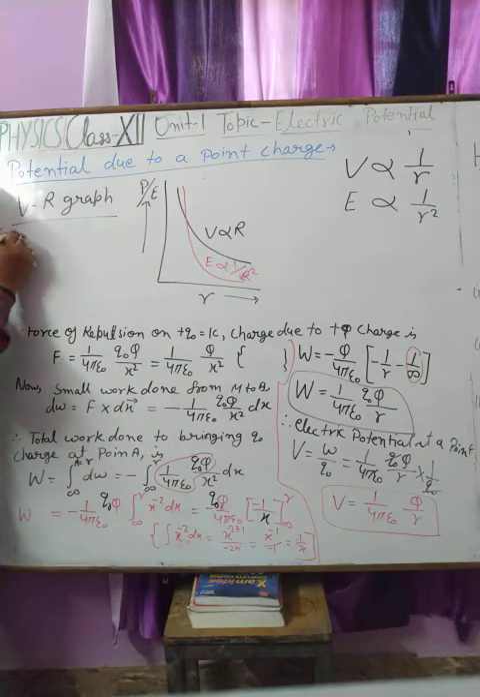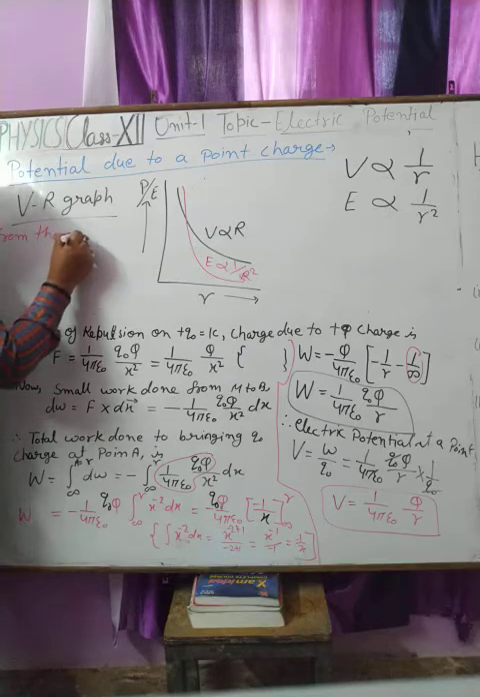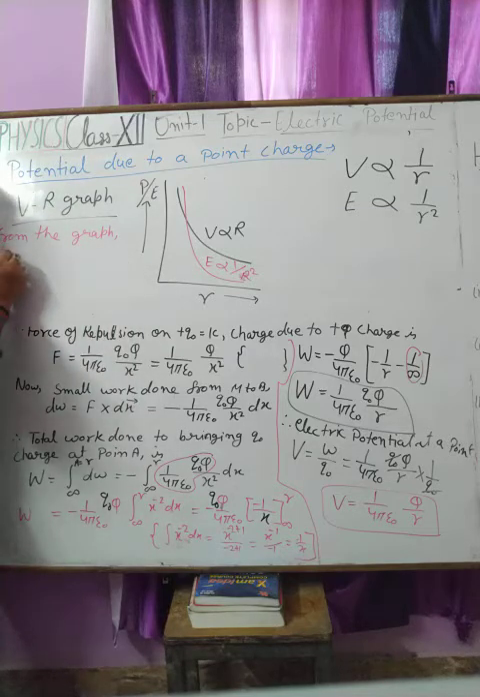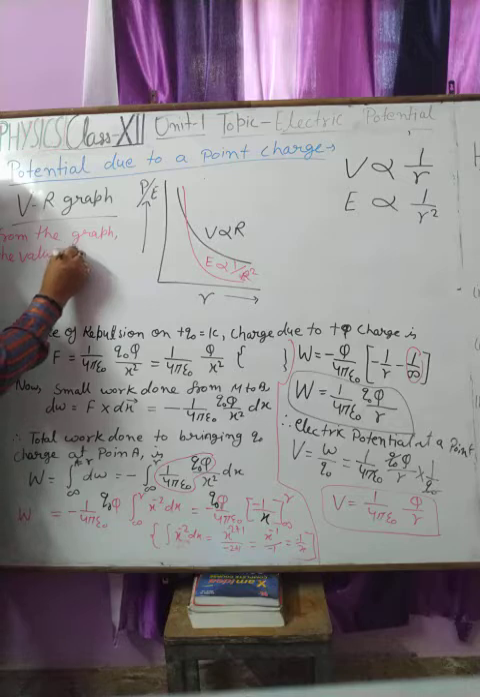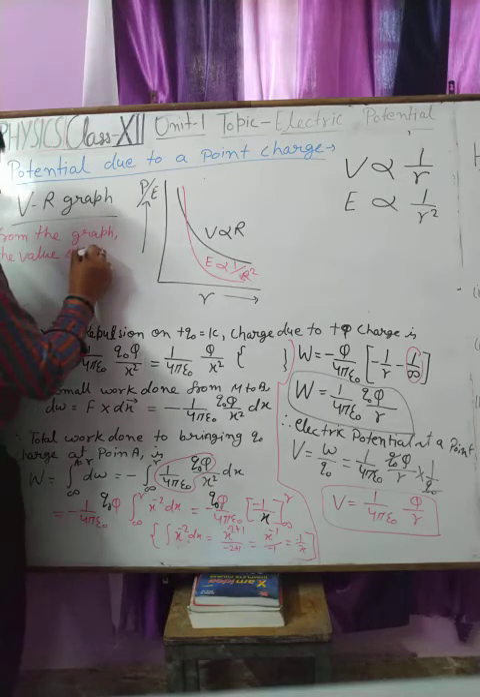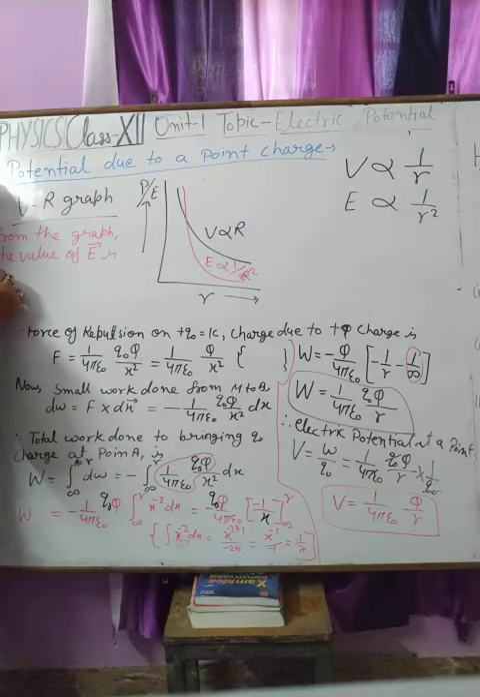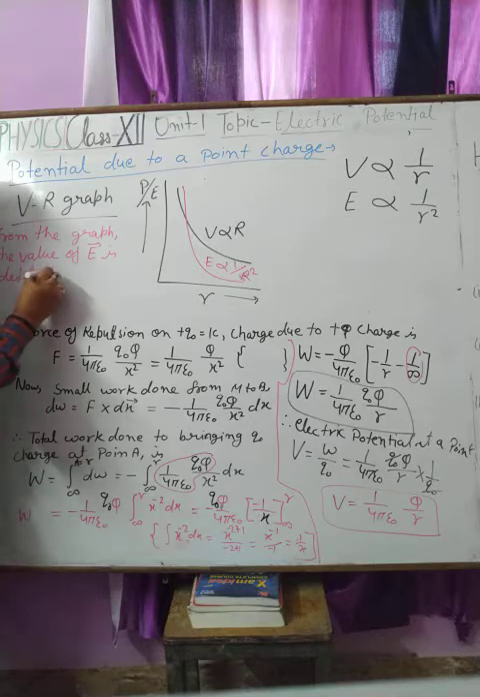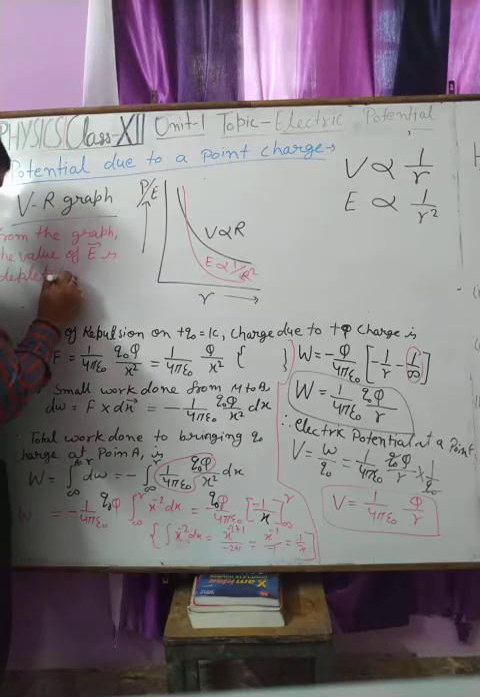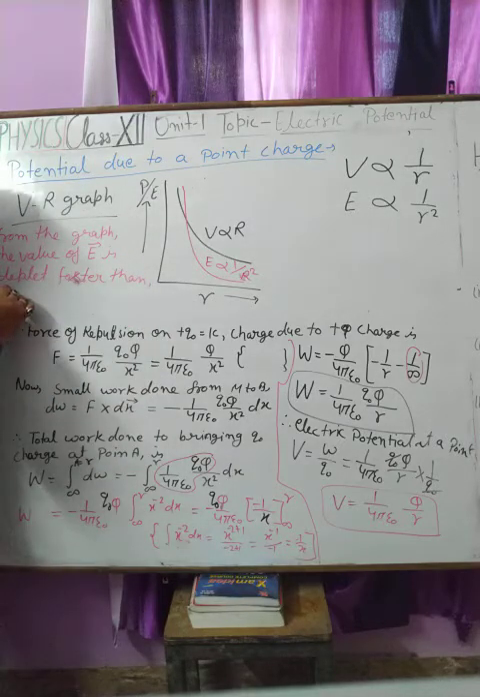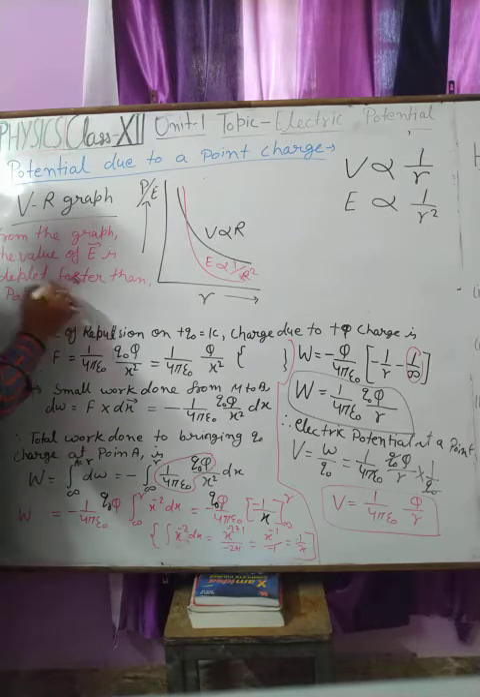From the graph, the value of the electric field is depleted faster than the potential. Okay.